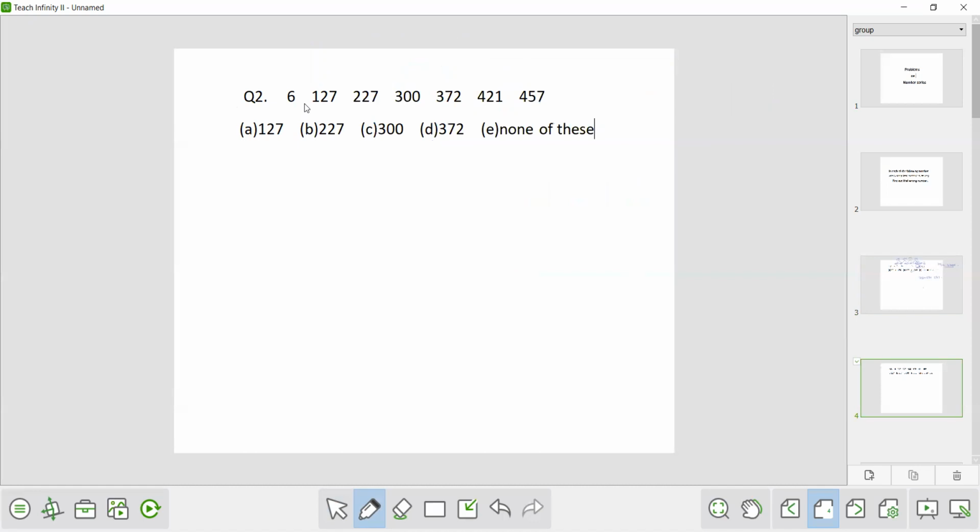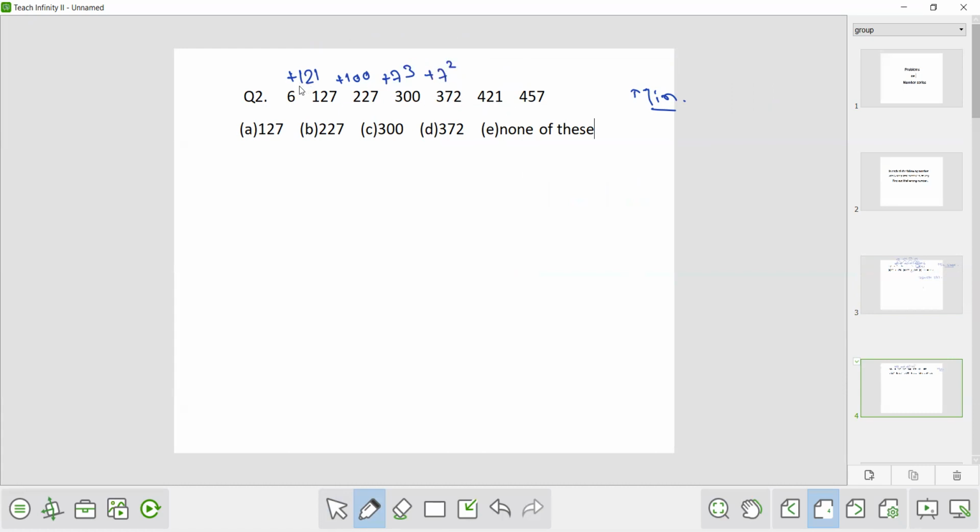Now the second question: 6, 127, 227, 300, 372, 421, 457. Again, we will identify the slope here. So it will be minimum slope, and something will be getting added. Now 6 and 127, how do we reach here? We added 121 to reach 127 from 6. Then 127 to 227, so plus 100 is here. Then 227 and 300, so plus 73 is there. Then 300 and 372, plus 72 is there.